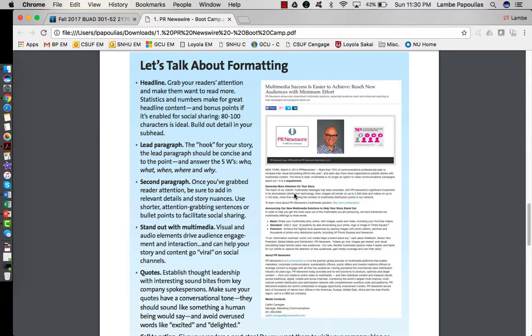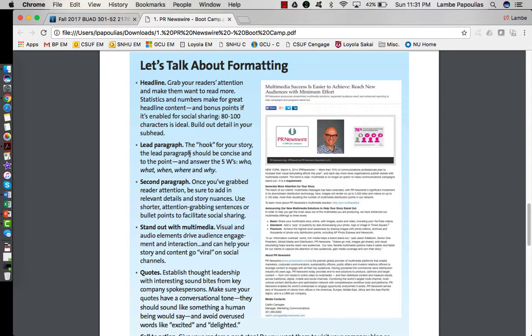So here's what a press release will look like. I'm going to show you actually what it's going to look like in our next example. You have a lead paragraph. So lead paragraph is the hook of your story. This should be concise and to the point and answer the 5 W's. Who, what, when, where, and why.